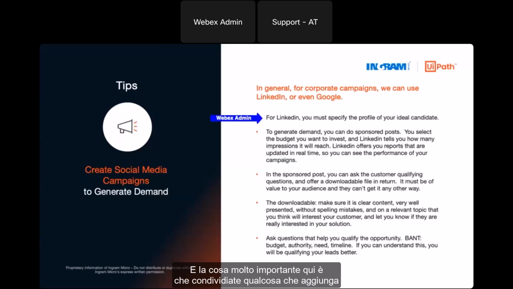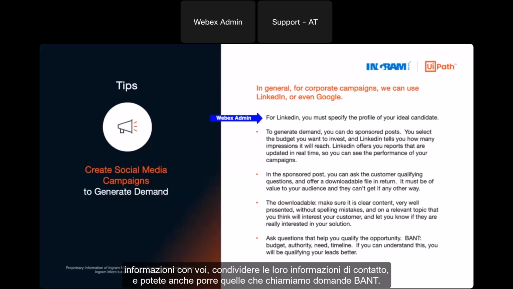And the very important thing here is that you share something that adds value to those roles or to that targeted audience, right? For example, a white paper, an industry study with information that is going to be relevant again for their role and their industry. So they are going to be willing to click on the link and share their contact information with you. And you can also ask what we call BANT questions, right?